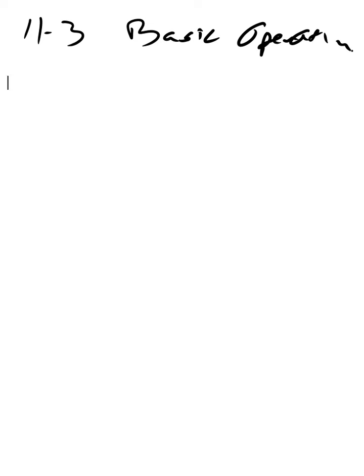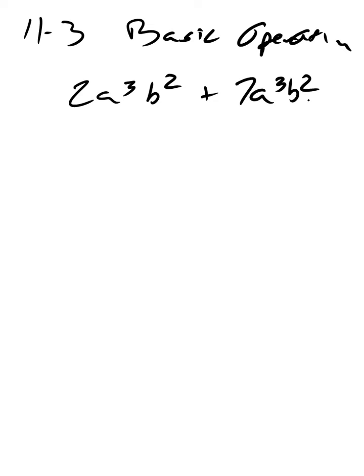As you take a look at this, the first thing is you have to figure out what like terms are. They've got the same variables raised to the same power. That would be like terms. So if you had 2a cubed b squared plus 7a cubed b squared, you can combine them because they have the same variables on them. So 2 and 7 is 9. 9a cubed b squared would be your answer there.